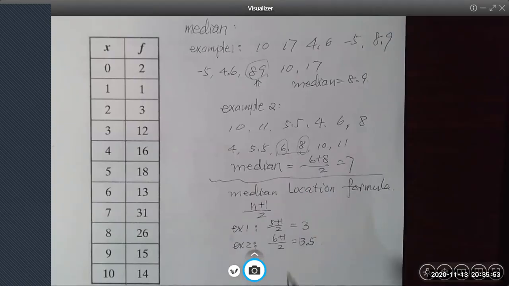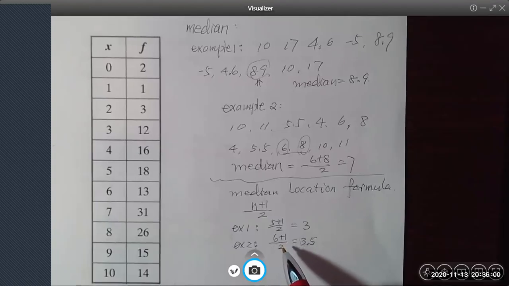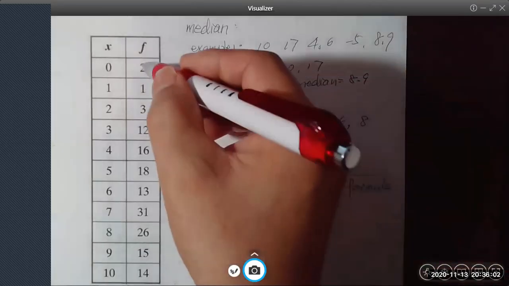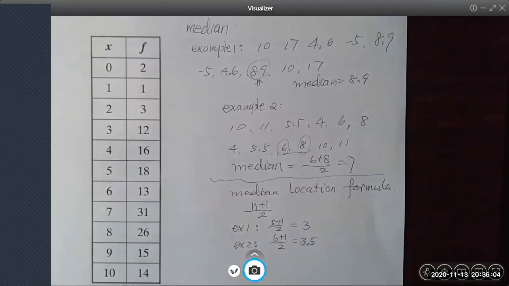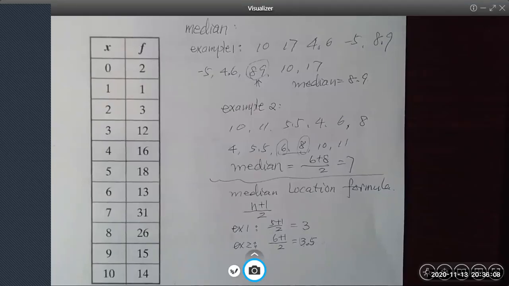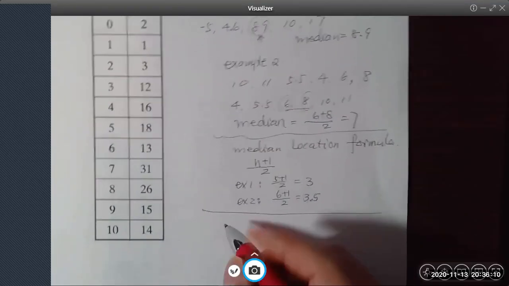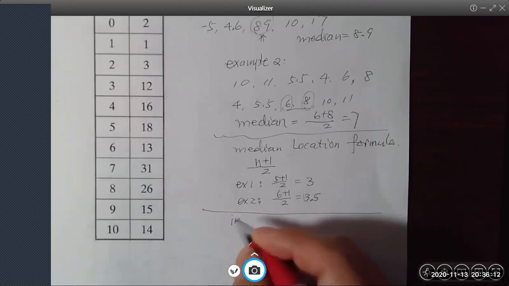So in other words, in order to know the location of the median, all you need to know is n. What is n? Total number of numbers. That's the total frequency. We have 151, or n is 151 in this case. So now let's find out the median of this data set.